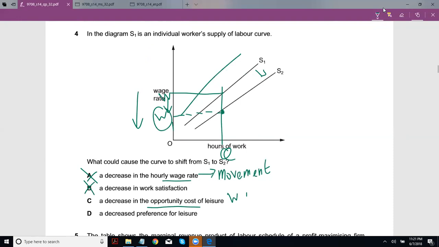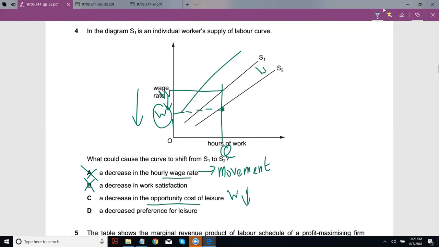Because if your wage rate decreases, then the opportunity cost of choosing leisure over working is less, because you're giving up less wages per hour. So you can cross that out, because that again would have just caused a movement.